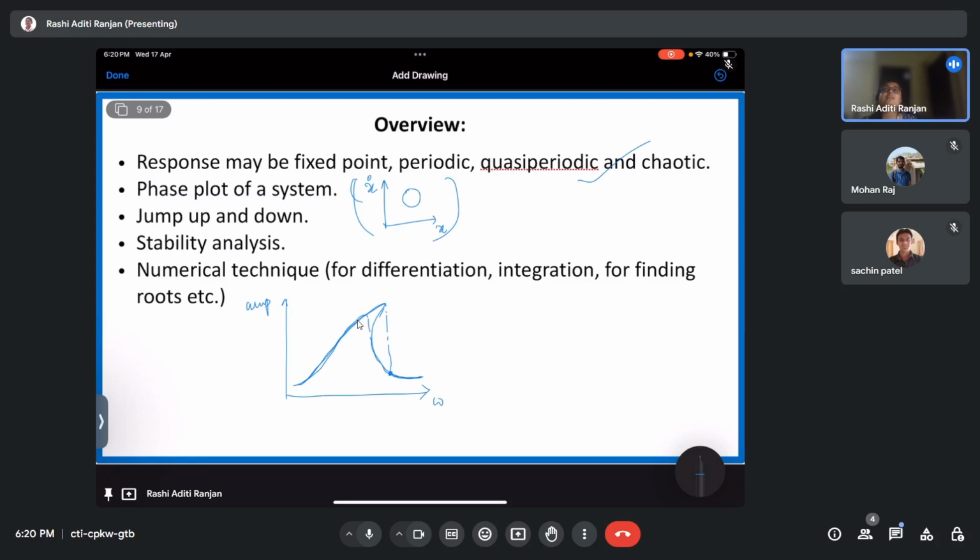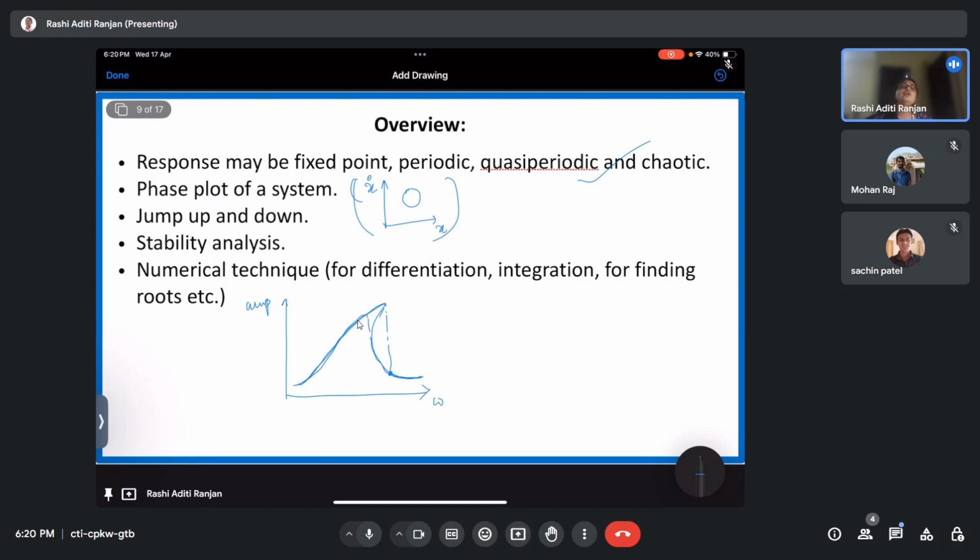What if my system is very complex, with high positive and high negative powers in the numerator, and high positive and high negative powers in the denominator? In that case, what do we prefer using? Numerical techniques for differentiation and integration. Similar is for finding roots.